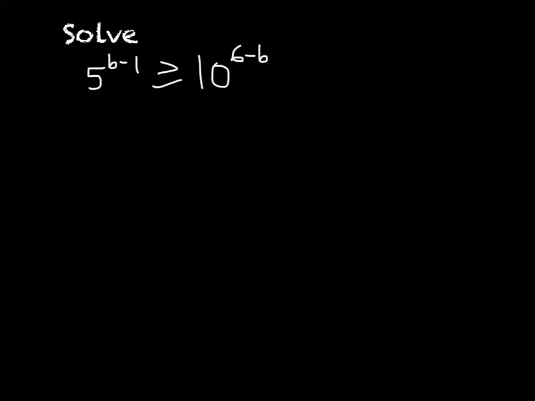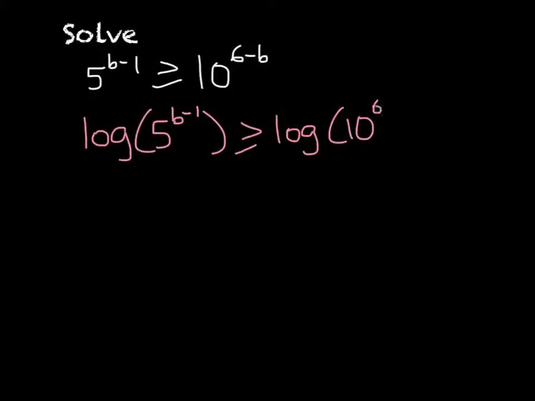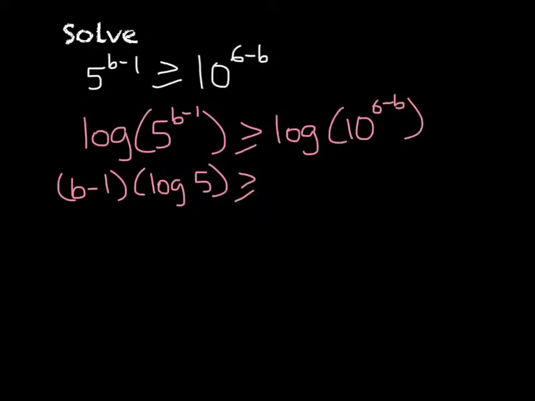Solve 5 to the b minus 1 is greater than or equal to 10 to the 6 minus b. So again, I'm going to take the common log of both sides. So log 5 to the b minus 1. Again, I'm going to use the power rule to bring down the exponents. And with the right-hand side, we can use the inverse property of logarithms to see that it's just 6 minus b.